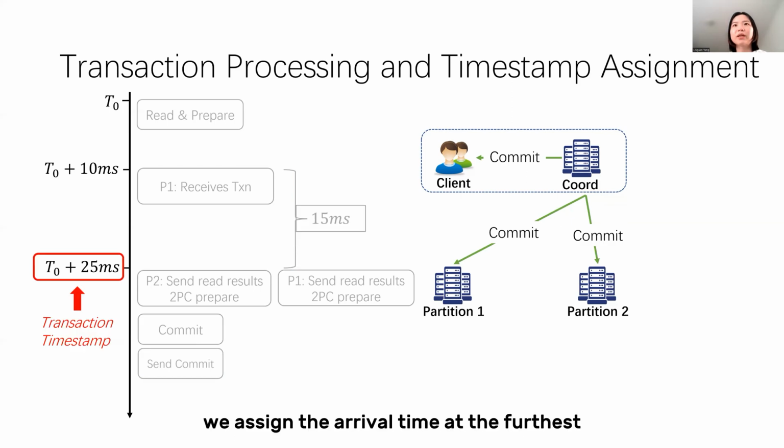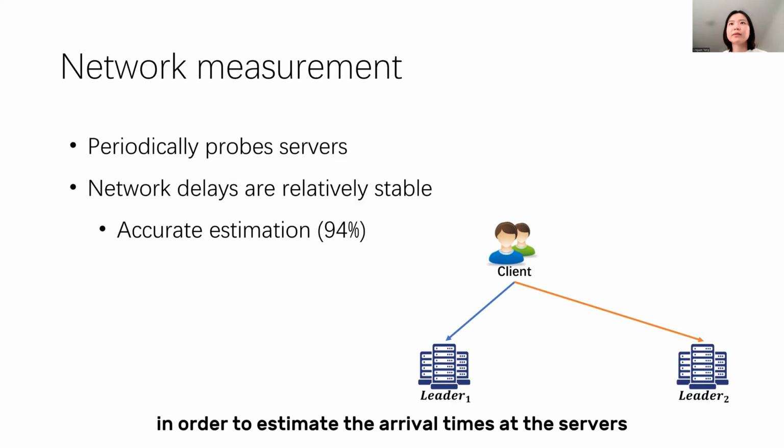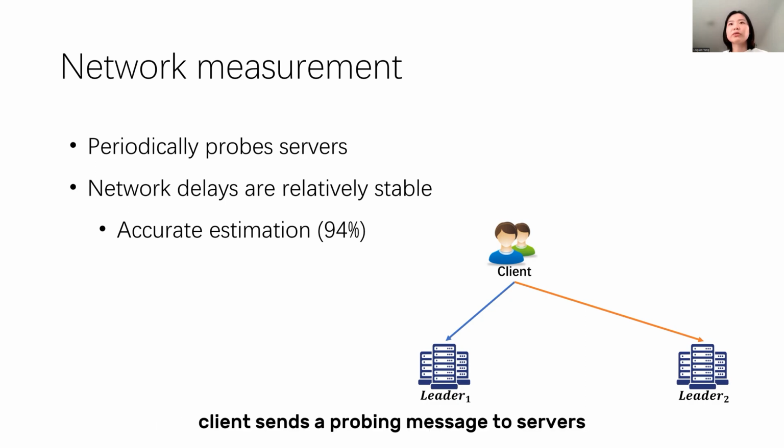We assign the arrival time at the furthest partition as the transaction timestamp. In this case, it is T0 plus 25 milliseconds. In order to estimate the arrival times at the servers, the client sends a probing message to the server, and the server returns its local time back to the client. It is a very simple approach, but it works well.